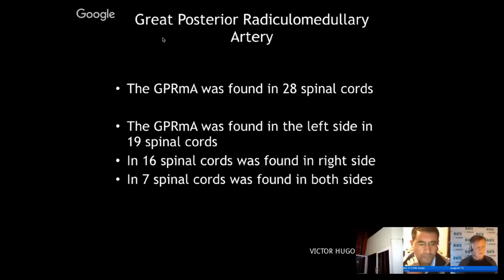No, this is not the Adamkiewicz artery. This is another artery that is very constant: the great posterior radiculomedullary artery. This posterior radiculomedullary artery was found in 28 spinal cords. It was found on the left side in 19 spinal cords, on the right side in 16 spinal cords, and on both sides in 7 spinal cords.